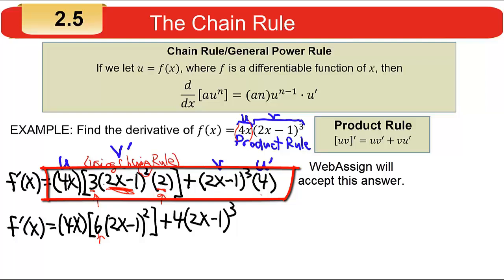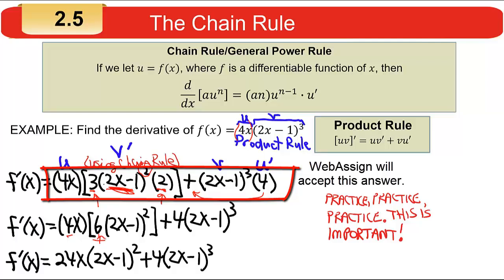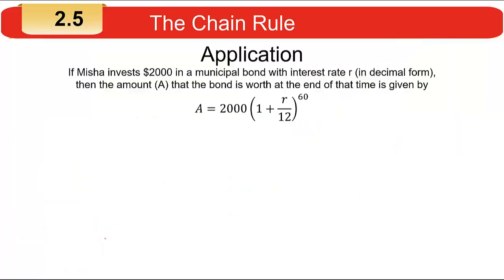And I would probably put the 4 in front just because it looks better. And then, of course, you can take 4 times 6 and get 24. And that's probably simple enough. And as I've said time and time again, and we'll continue to say time and time again, practice, practice, practice. This is extremely important. How about this?